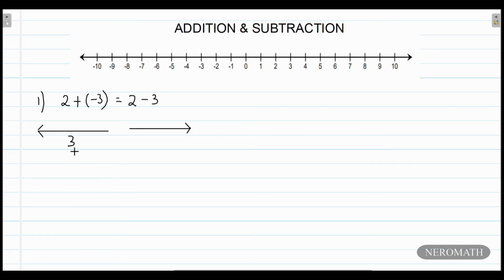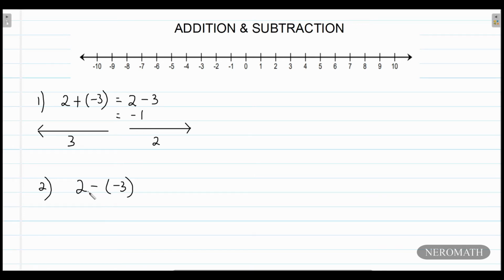So we have 3 to the left and 2 going to the right. So obviously the 3 has the bigger magnitude, so that will pull the answer to the left. Therefore the answer would be negative. Since both numbers are in the opposite direction, we'll have to subtract and get 1. And since 3 has the bigger magnitude, it will pull the answer to the left, so the answer would be negative.